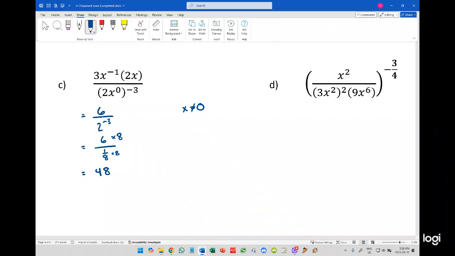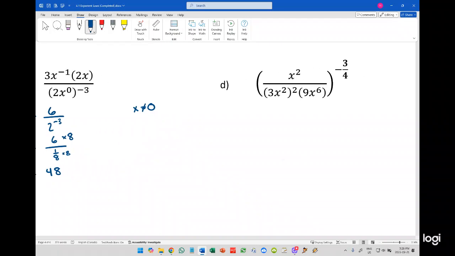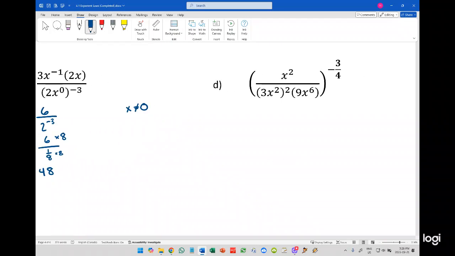All right, finally, for part D, this one's looking kind of nasty. But again, we just tackle it one piece at a time. The top we can't do much with. On the bottom, we have 3x squared, all squared. The 3 gets squared. The x squared gets squared. And then we have 9x to the 4, all to the negative 3/4.